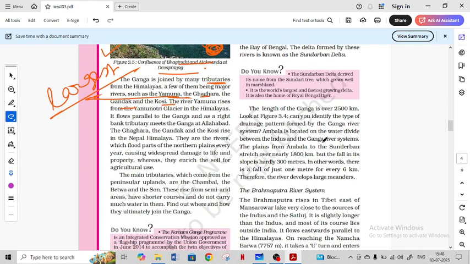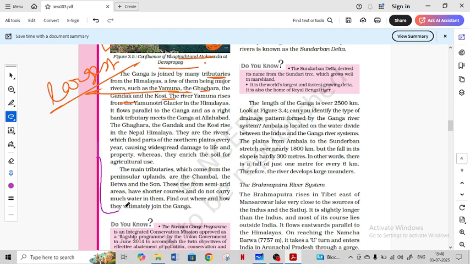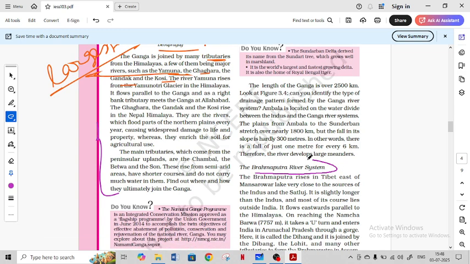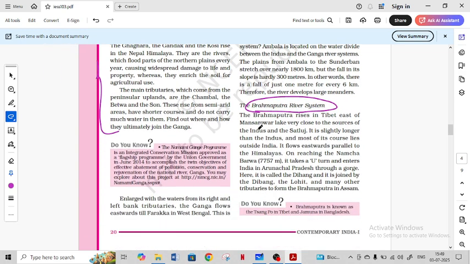Yes. So next, you can read this for your extra information, not an issue. We directly move on to the Brahmaputra river system. Again, what is important from an MCQ point of view is the origin, that is Mansarovar Lake, which is very close to the sources of Indus and Satluj. What is Satluj? It is a tributary of Indus. It is slightly longer than Indus and most of its course lies outside India.